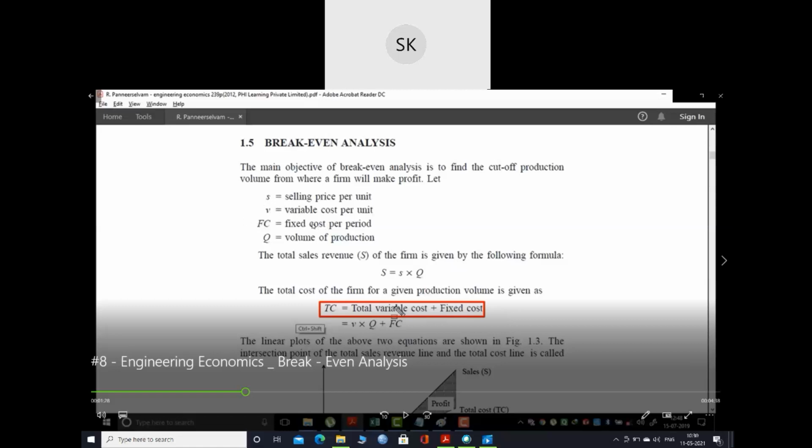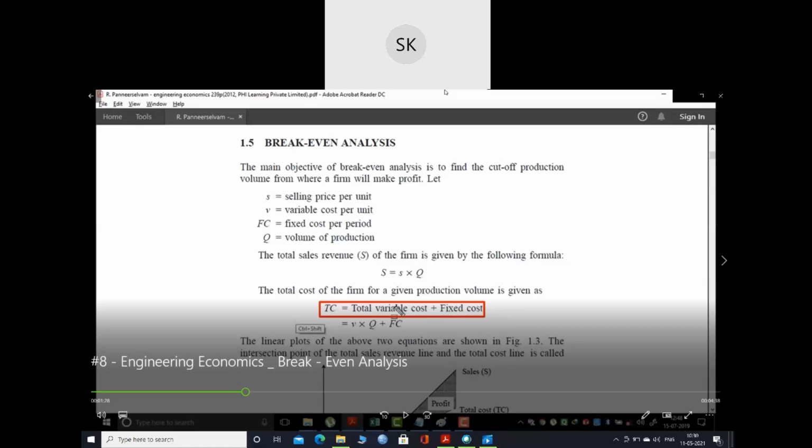Now FC is the fixed cost per period. So there will be a fixed cost. And Q is the volume of production, how much production you are making. Suppose you are making 20 pens, so your Q will be 20. From this you can find the total sales revenue, that means the money you are getting.